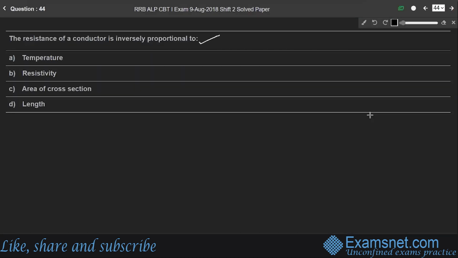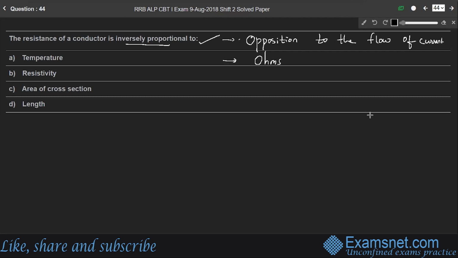Question 44. The resistance of a conductor is inversely proportional to. So what is resistance, students? Resistance is the measure of the opposition to the flow of current. Its measure is called resistance. It is measured in ohms.